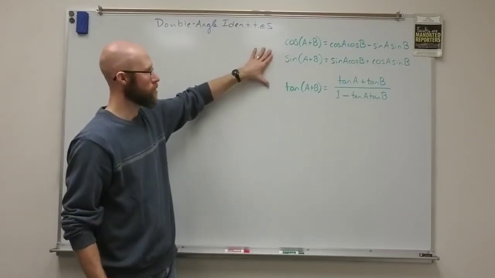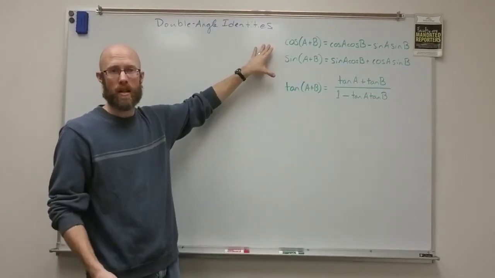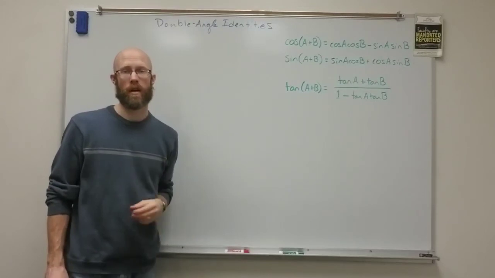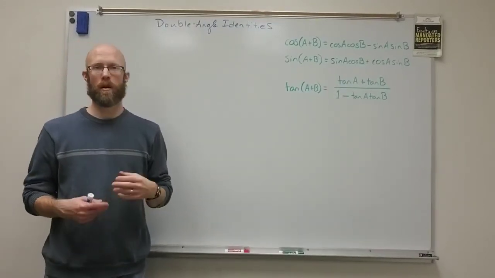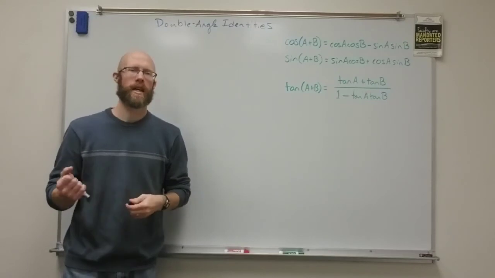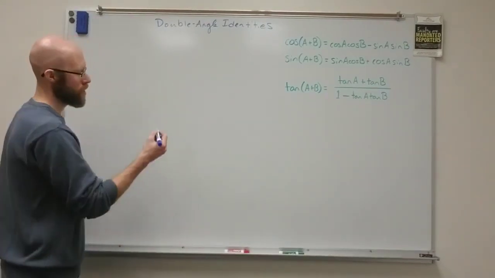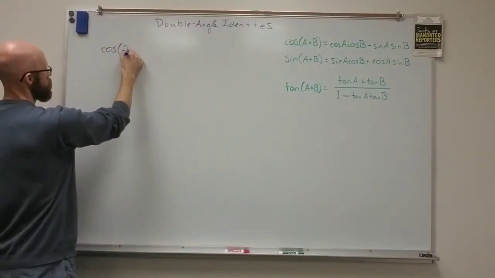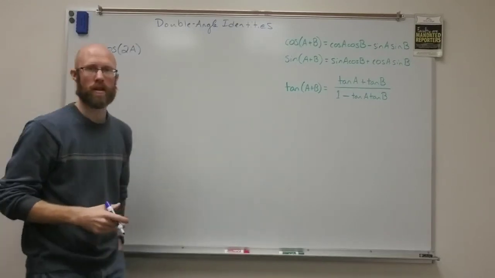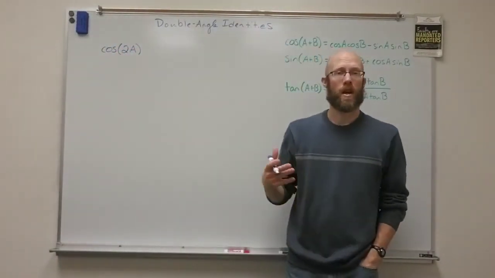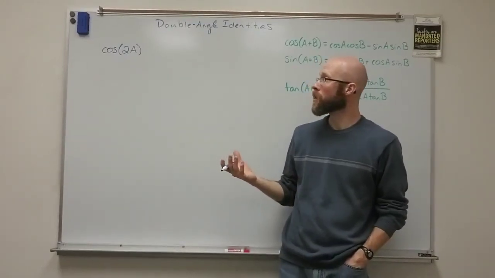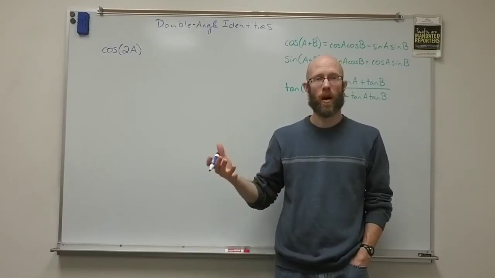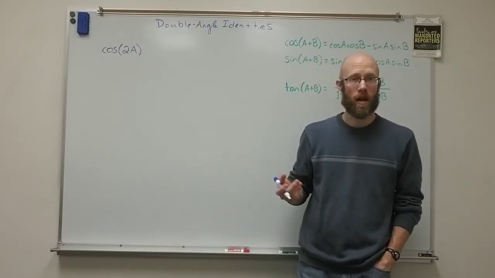I have a few identities written up here, the sum identities for the cosine, sine, and tangent. And we're going to use those specific identities to come up with double angle identities. Basically, a double angle identity is an expression that would represent, we'll start with cosine, the cosine of twice an angle, right? Cosine of 2a rather than the cosine of a. So if you knew values for the cosine of a, can you determine the values for the cosine of 2a, double the angle? And it turns out you can.